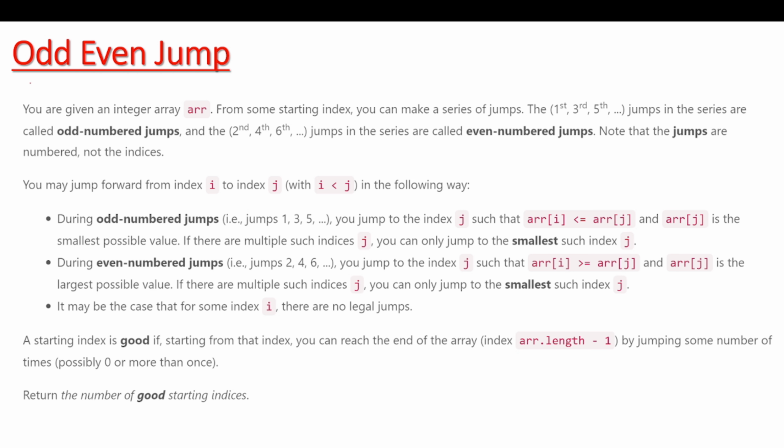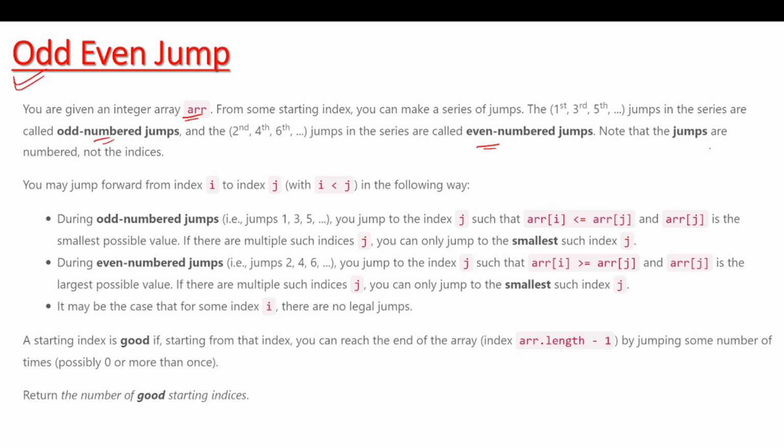So we are going to see the odd and even jumps. In this question we are given an array, as you can see here, and from the starting index you can make a series of jumps. The first, third and fifth jumps in the series are called odd numbered jumps, and the second, fourth and sixth jumps in the series are called even numbered jumps, which we will explain further. So keep listening.